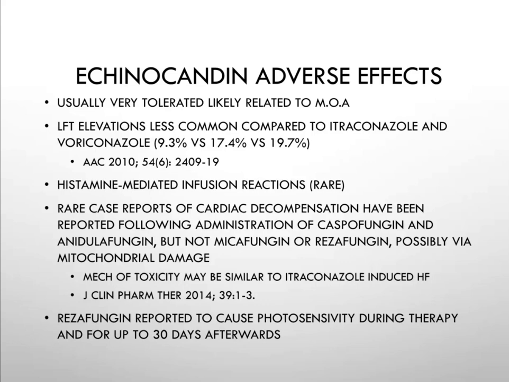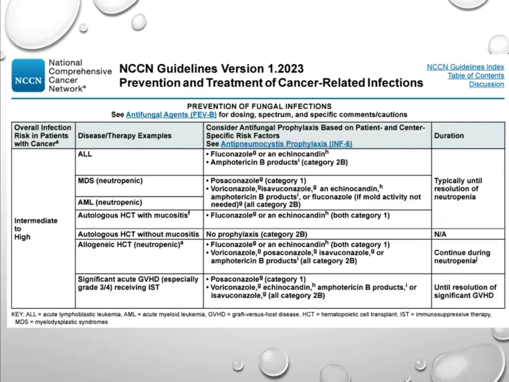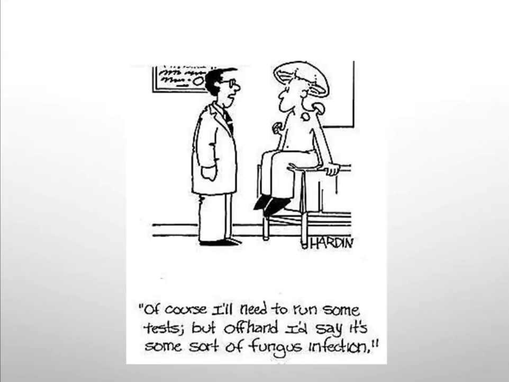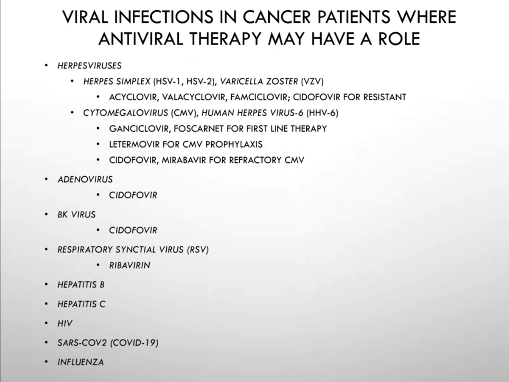So at this point, I'm going to switch from our antifungal drugs, and I'm going to talk about viral infections of cancer patients, where antiviral therapy may have a role. And I will say that when I started thinking about this, I thought, well, all of the antiviral drugs are potentially used in oncology patients because we have an immunocompromised patient population. So what I'm going to try to do is focus on those agents that we most commonly use and that are predominantly going to be used in an oncology patient population or other highly immunocompromised patient population.